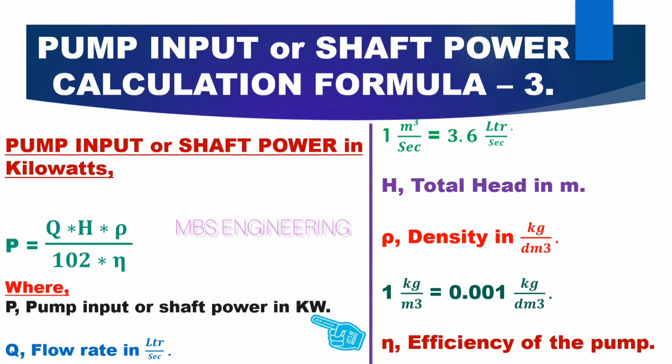Where, P is the pump input or shaft power in kilowatts. Q is the flow rate in liter per second. Generally, 1 cubic meter per second is equal to 3.6 liter per second. H is the total head in meter. Rho is the density in kilogram per decimeter cube. Generally, 1 kilogram per meter cube is equal to 0.001 kilogram per decimeter cube. Eta is the efficiency of the pump.